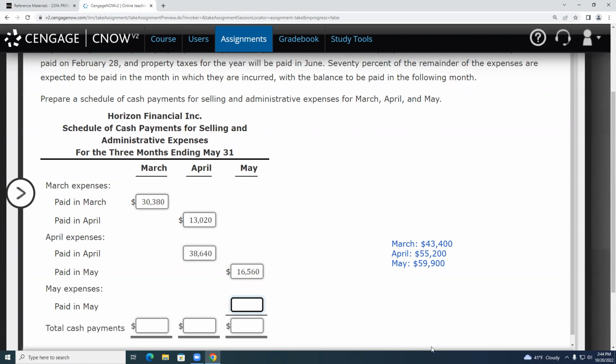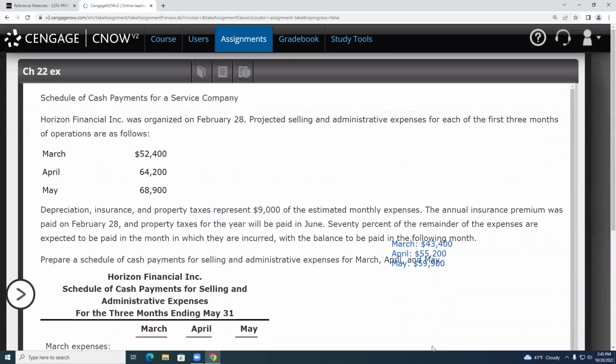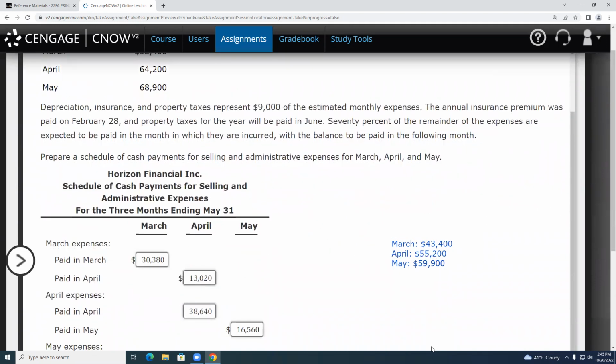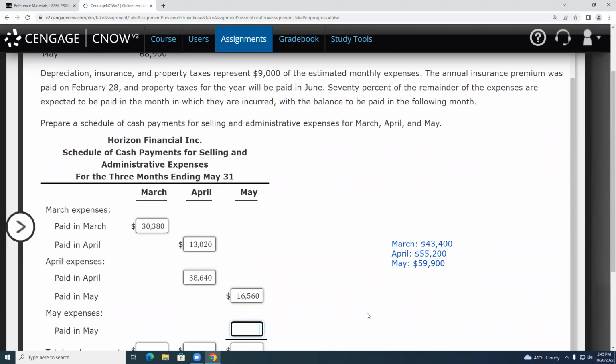And finally, for May, I assume that this company is also growing just like the last company, because each month those expenses continue to climb. Big jump from March to April, much smaller jump from April to May. Maybe they're seasonal, I don't know. I have no idea what this company does. Horizon Financial Incorporated, does it say what they do? No, I don't know, maybe they handle taxes. And so that's why their expenses went up in April. Maybe they're just a newer company and they're growing. I don't know. Just guessing.